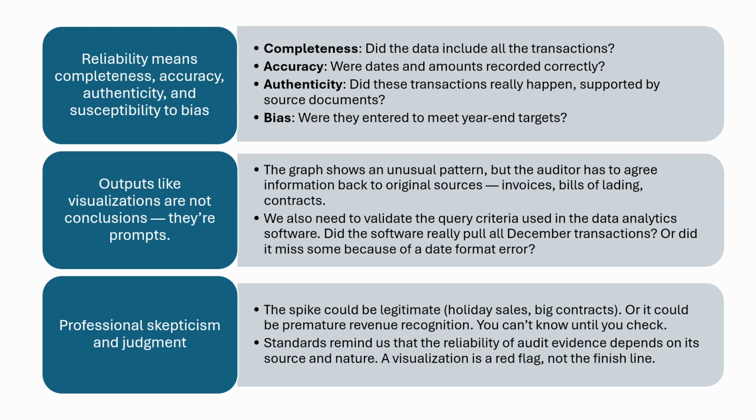Outputs, like visualizations, are not conclusions, they're prompts. The graph shows an unusual pattern, but the auditor has to agree information back to original sources, invoices, bills of lading, contracts. We also need to validate the query criteria used in the data analytics software. Did the software really pull all December transactions, or did it miss some because of a date format error? Professional skepticism and judgment. The spike could be legitimate, holiday sales, big contracts, or it could be premature revenue recognition. You can't know until you check.